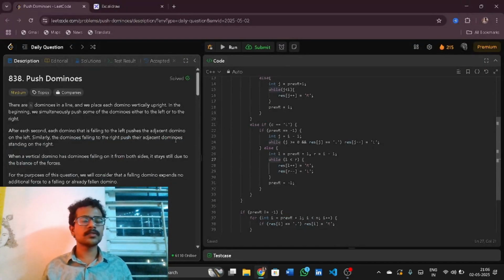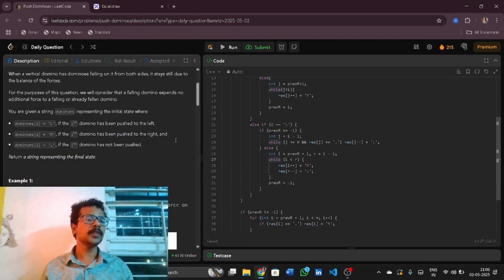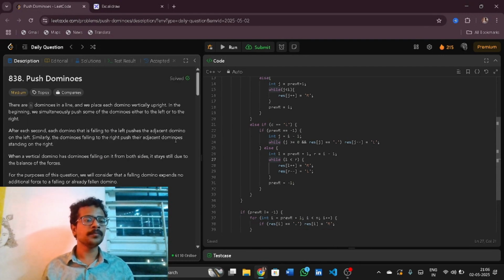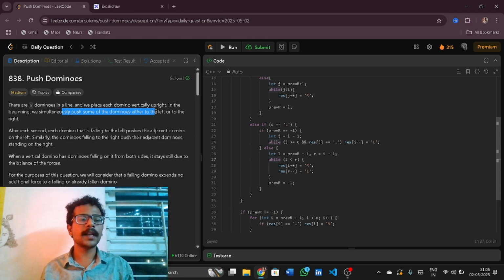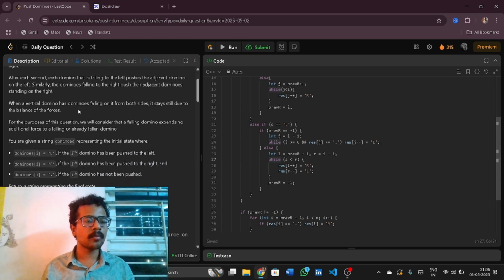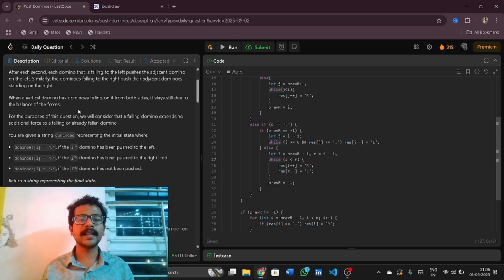Hello everyone. Let us now discuss how we can solve this problem, Push Dominoes. We are given n dominoes in a line, and we place each domino vertically upright in the beginning. We simultaneously push some of the dominoes either to the left or to the right. After each second, each domino that is falling to the left pushes the adjacent domino on the left. Similarly, the dominoes falling to the right push their adjacent dominoes standing on the right.